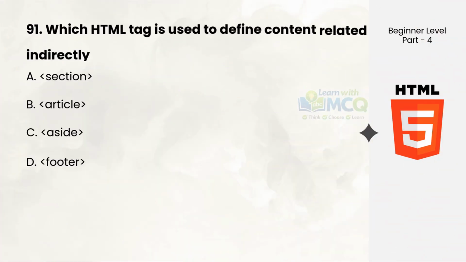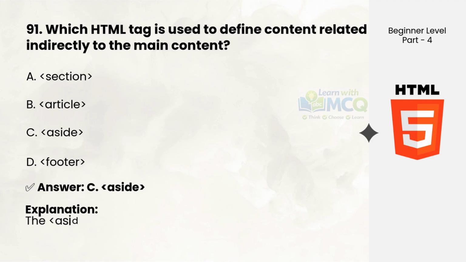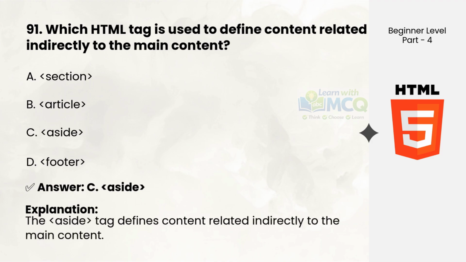Question 91. Which HTML tag is used to define content related indirectly to the main content? Options are: A. Section. B. Article. C. Aside. D. Footer. The correct answer is C. The aside tag defines content indirectly related to the main content.